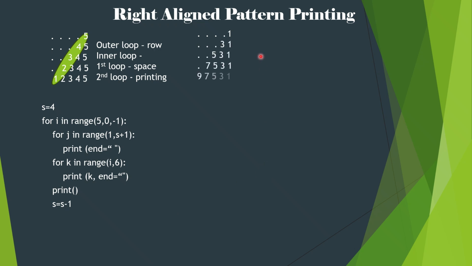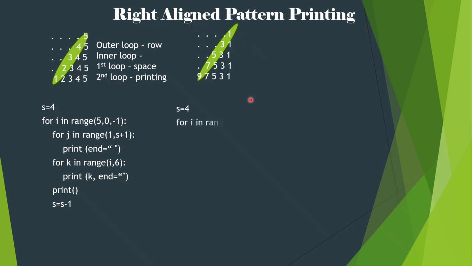Suppose the pattern is like this: 1, 3 1, 5 3 1, 7 5 3 1, 9 7 5 3 1. In this, again you can see there are 4 spaces, so the space variable is required, and the vertical change here is 1 3 5 7 9. That means the loop should go from 1 to 9. So if we want to print 1 to 9, the first loop should run from 1 to 10. So let us see the program.